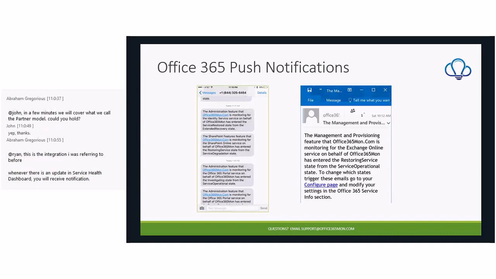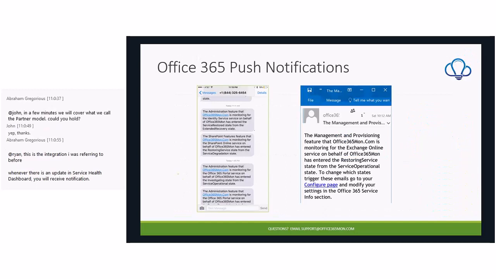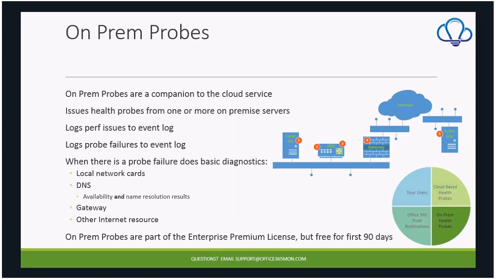So these are the text messages. Here's an example. Oops, sorry. This is an example on the right-hand side of the email that came out as well when one of those state changes occurred. Okay, now let's go to the next slide.